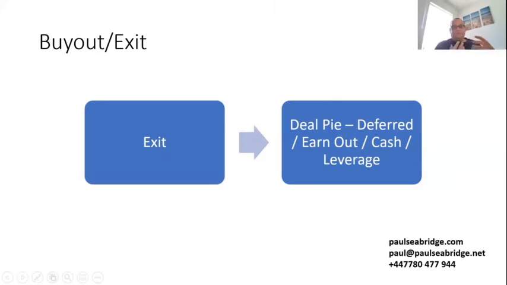So I would look at using the deal pie, if you like, in terms of the different ways of being able to get to their numbers. Once you understand their number, maybe the common things that you would use in the deal pie would be deferred consideration and earn-out, using their own cash, or introducing leverage. I guess they're the key components that tend to make up the deal.